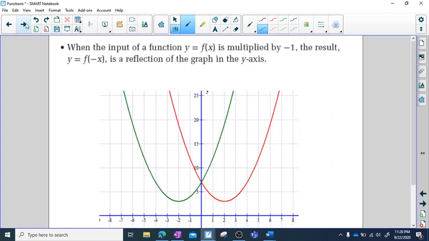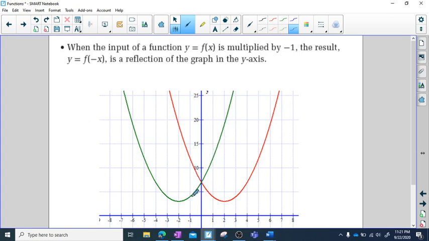The second type of reflection would be the one we see situated here. And this is where, rather than multiplying the output, what you get after you apply your function, you're going to multiply the input, meaning what you put into the function. So instead of filling in, let's say this was a 2, now we're going to fill in a -2. And when you do that to a graph, what happens is all your x's switch values. For example, let's suppose the green one was our starting one.